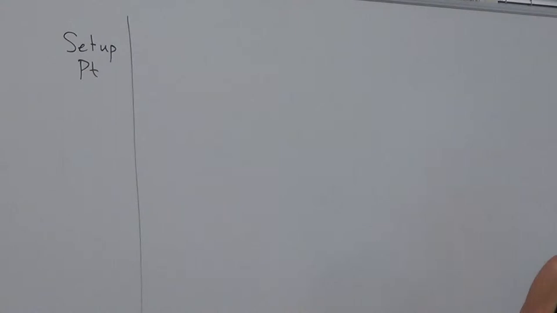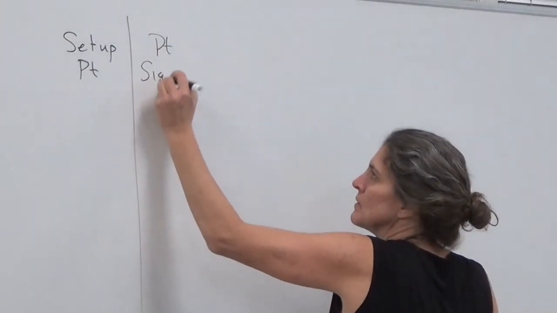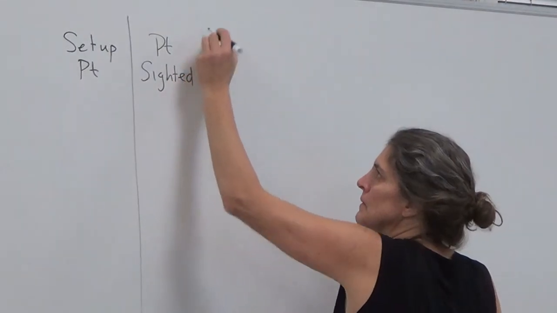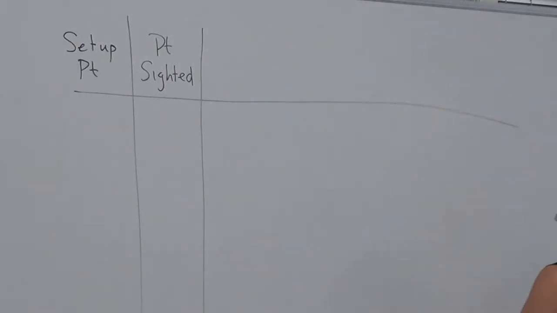What's the next column always represent? Yeah, cited, the point cited. What information do you need to set up the point? So should we just draw a curve?